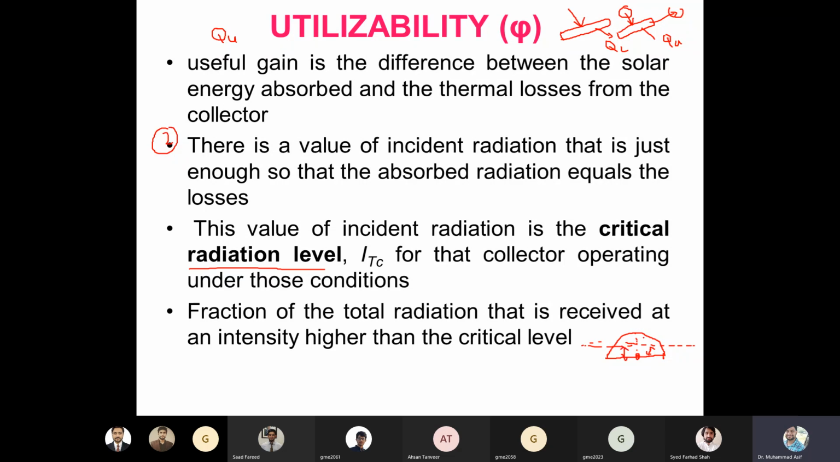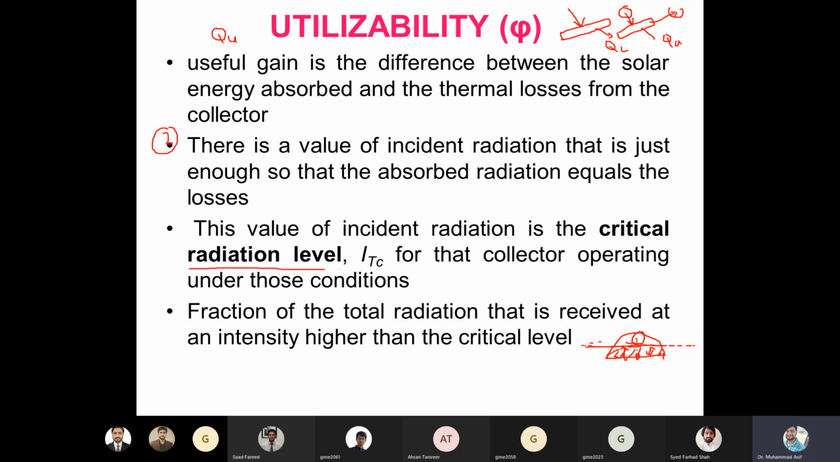Actually, the useful energy will be above the critical level, because this portion will be just utilized to compensate the losses only. So above the critical level, that will be basically utilized for the useful gain or the useful heating. So that's why we can define phi. Phi is a fraction, right? That's the fraction of the total radiation that is received at intensity higher than the critical level.